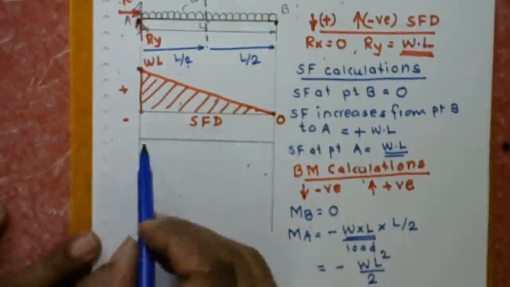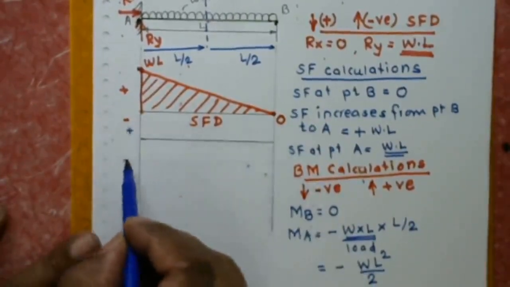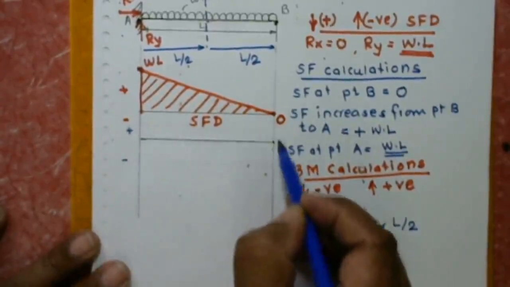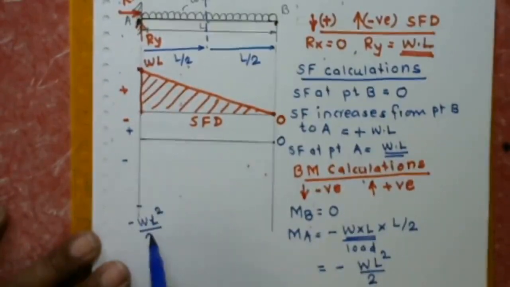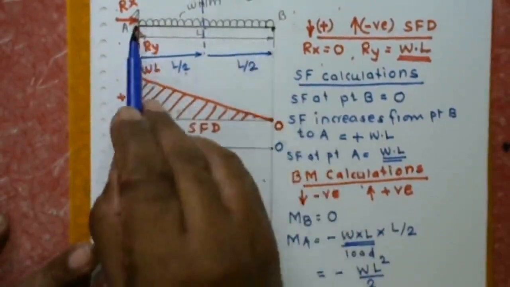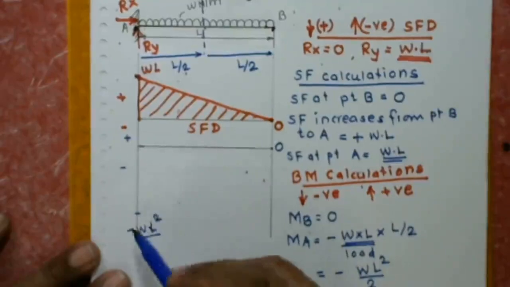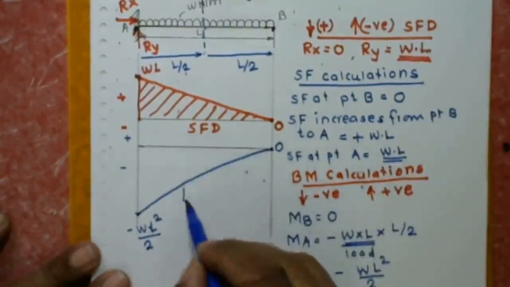Now we have to mark its bending moment diagram. This is the baseline. Upper side is positive, below side is negative. All values are negative. At point B, bending moment is 0. At point A, it is minus W L square by 2. Now listen here. When there is a UDL acting on that side, it is a parabolic curve. We have to join those 2 points by the parabolic curve.